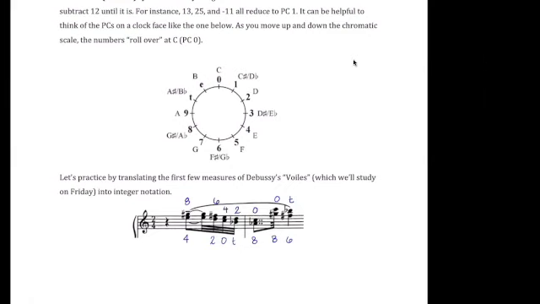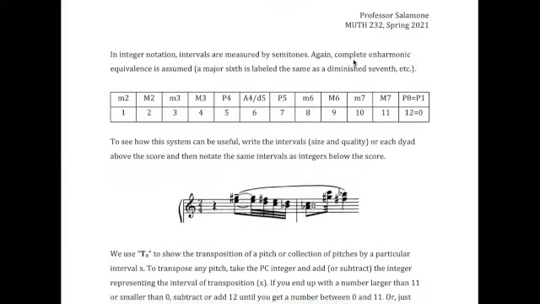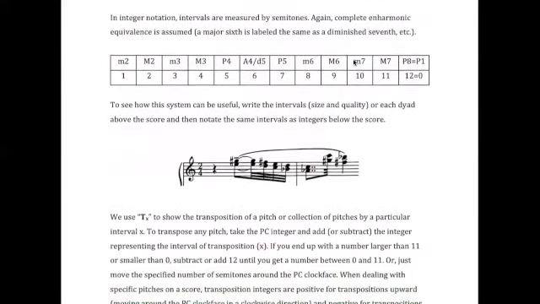Okay, let's move on to the second page. So we're going from labeling pitches now to labeling intervals. Labeling intervals with integer notation is simply a matter of counting half steps, counting semitones. Now, again, with this, we have complete enharmonic equivalence, which means that in this case, a major sixth, for instance, is labeled the same as a diminished seventh, an augmented fourth is labeled the same as a diminished fifth, etc.